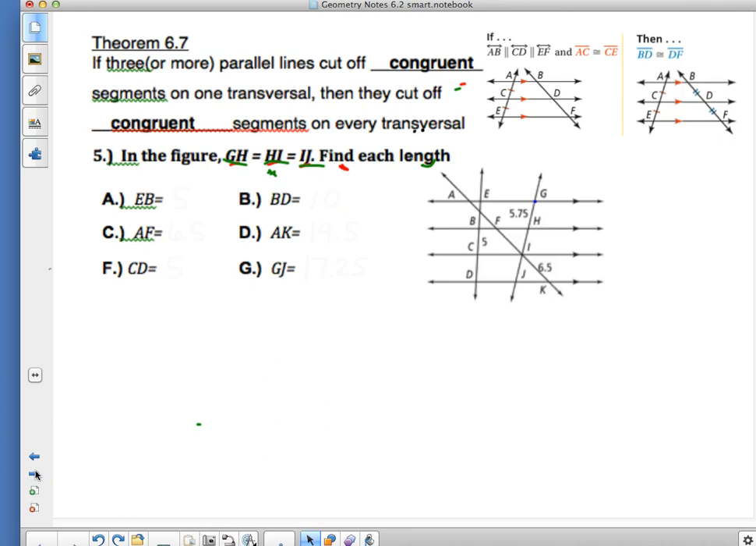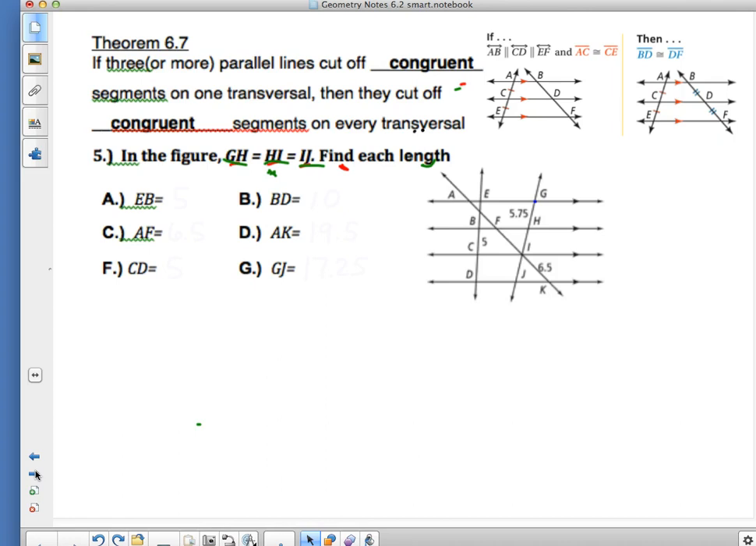This is kind of a cool property to recognize. If 3 or more parallel lines cut off congruent segments, cut off congruent segments. Yeah, this is a chapter 5 nightmare. I've cut off congruent segments on one transversal, then they cut off congruent segments on every transversal. And people are like, what?